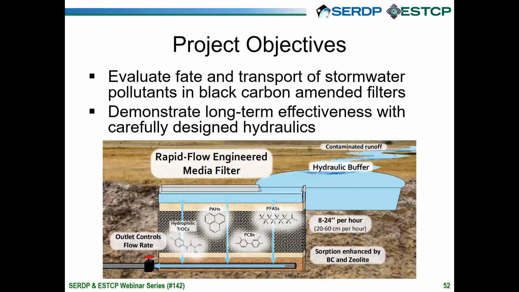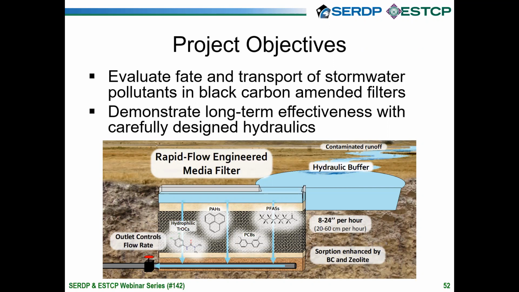So the idea here is that for a stormwater control measure, you have a controlled flow of stormwater through an engineered media filter. I call these rapid flow engineered media, rapid flow meaning on the order of 20 to 60 centimeters per hour. This would require an outlet control, and we would look at sorption that would be enhanced by these black carbonaceous materials.